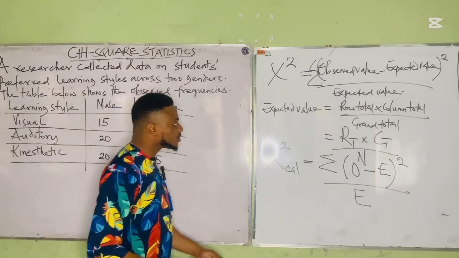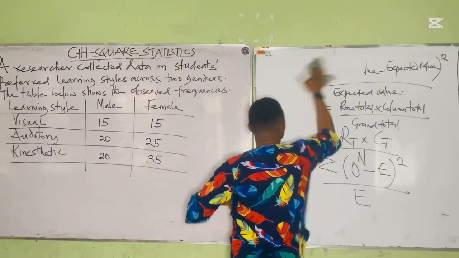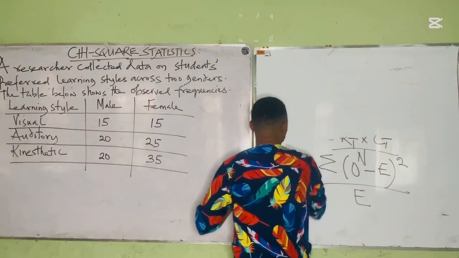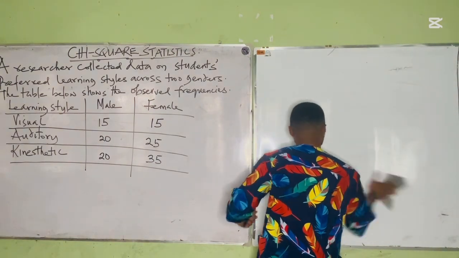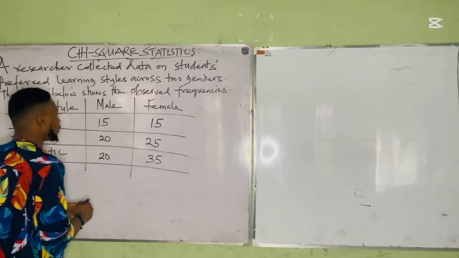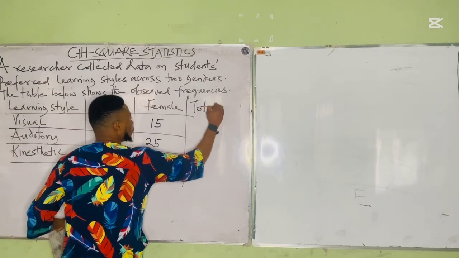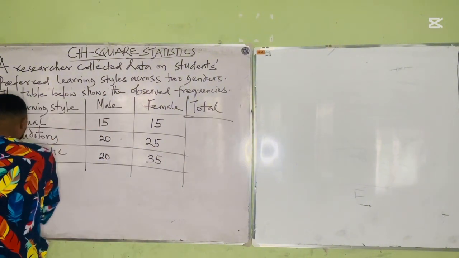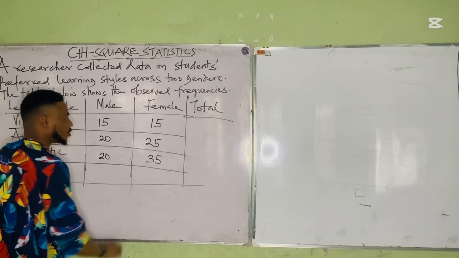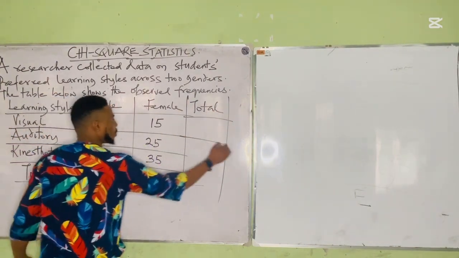I believe these formulas have already been taken down. So let's do justice to this question. Quickly, at this point, we'll have to complete this table. There are other parts of this table that need to be completed. You create another column for total, and you also create a row for total.